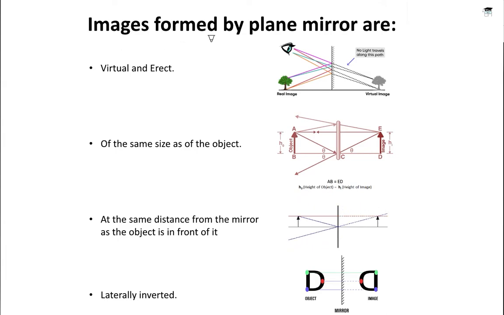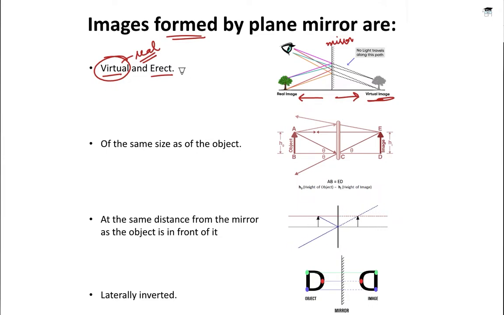We have already studied the images formed by plane mirrors. Let's take a look at that again. Images formed by plane mirrors are virtual and erect. What is the meaning of virtual? Virtual means that the image is formed behind the mirror. So this is the mirror, and the image is formed behind the mirror, not in front of the mirror. We will see in this video how some mirrors also form real images. The opposite of virtual is real. Some mirrors also form real images.